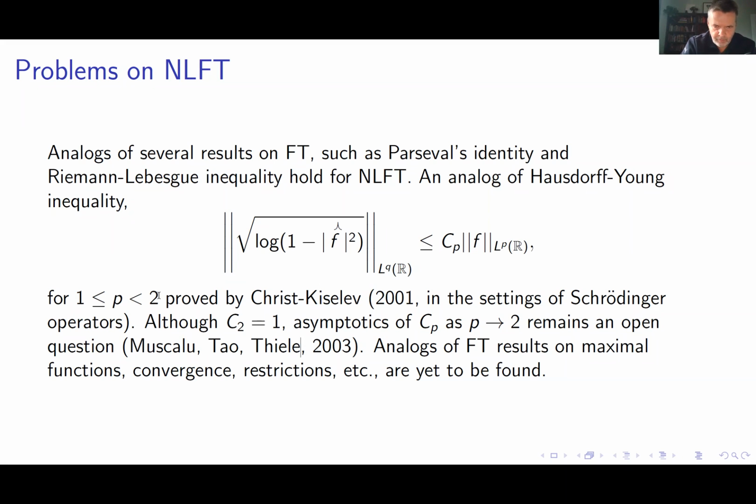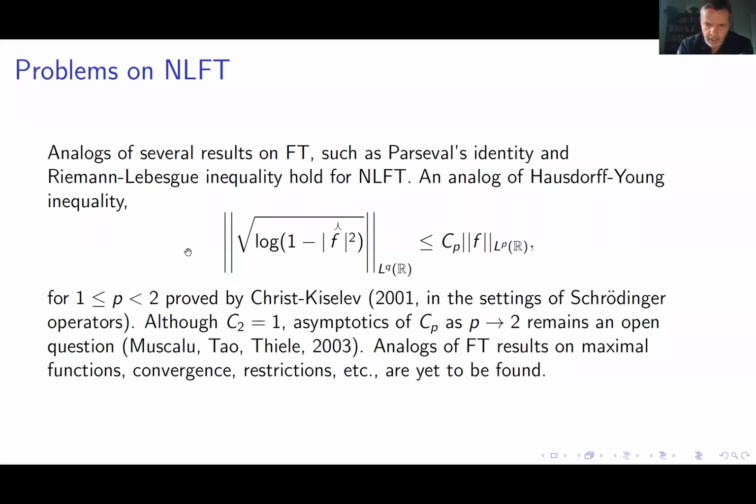Now, for p equal to 2, we have the equality with the constant equal to 1, because that's the nonlinear version of Parseval's identity from the previous slide. But even here, it's an open problem to show that C_p, when p tends to 2 from below, tends to 1, because the existing constants that we have so far tend to infinity as p tends to 2. So 2 is a critical case, and it's the most difficult case in these settings.